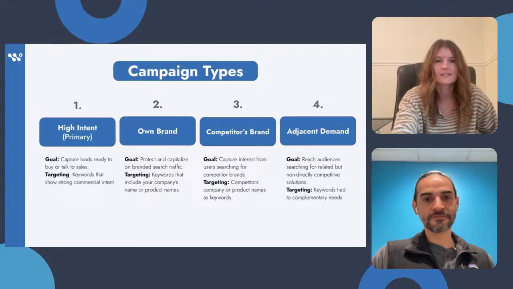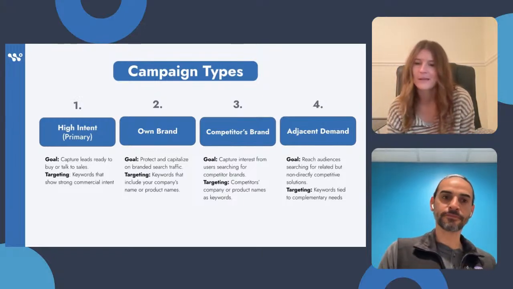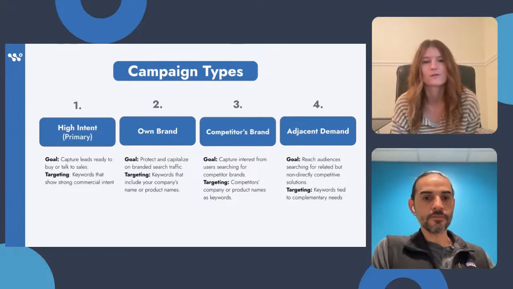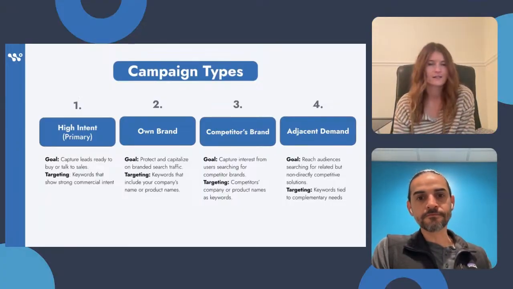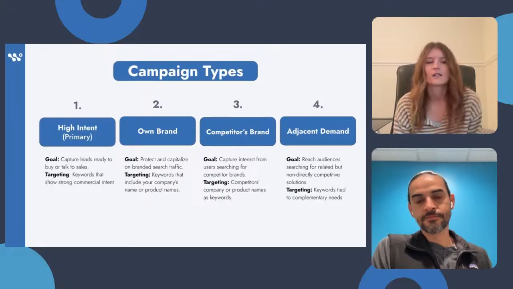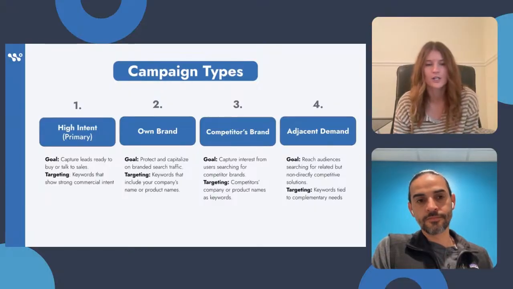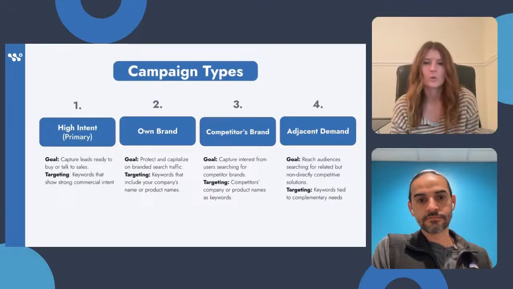Yes. Perfect. All right, so here's the breakdown of the four main types of campaigns that we recommend for B2B. Starting with the number one primary campaign that we recommend people start with, and that's a high intent campaign. The goal with this campaign is to capture the leads that are ready to buy and talk to your sales team. The targeting for this campaign would be keywords that show strong commercial intent for your offering and your product. So, do you want to talk us through this campaign a little more, Emilio?